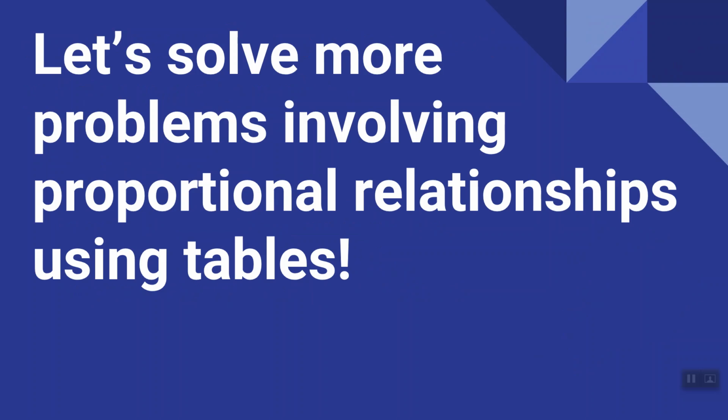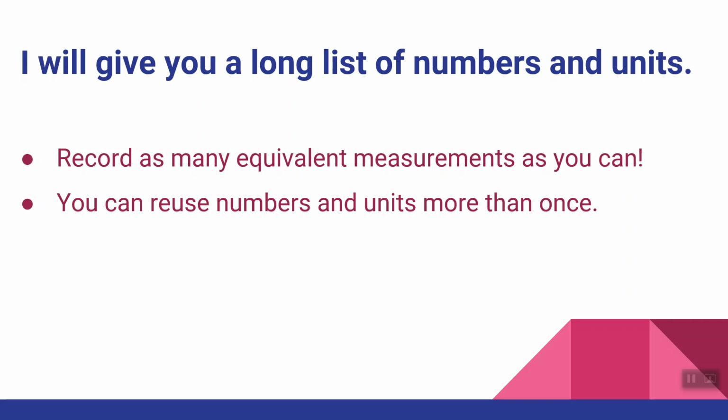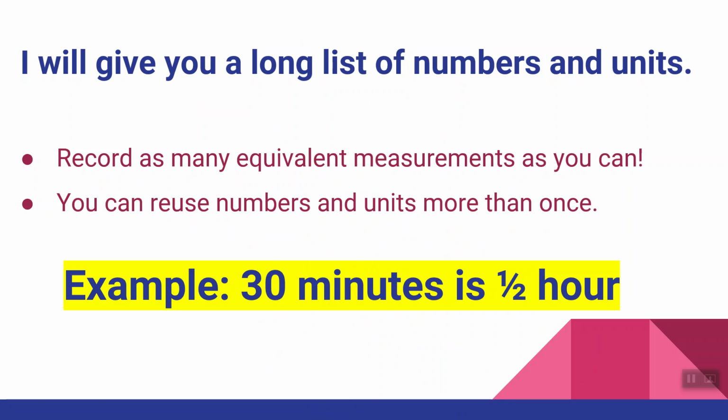So today we will be solving more problems that involve proportional relationships using tables. Our warm-up today is called equal measures. I'm going to show a long list of numbers and units, and I would like for you to record as many equivalent measurements as you can. You can reuse numbers and units more than once, but not within the same measurement. Here's an example: 30 minutes is equivalent to a half hour. If on the next screen you saw minutes and hours, and the number 30 and the number 1/2, you could say that 30 minutes is equal to a half an hour.